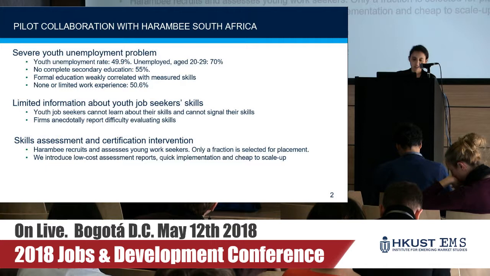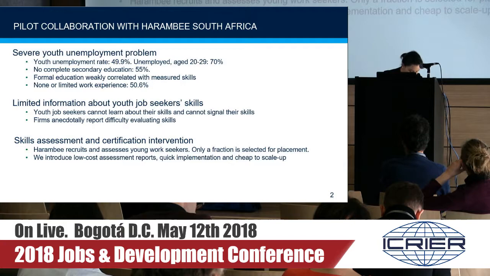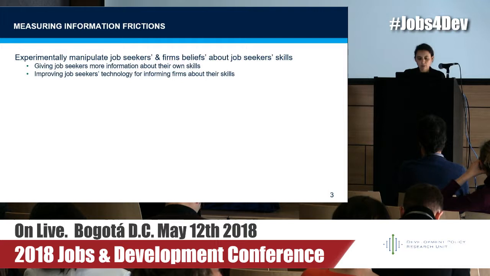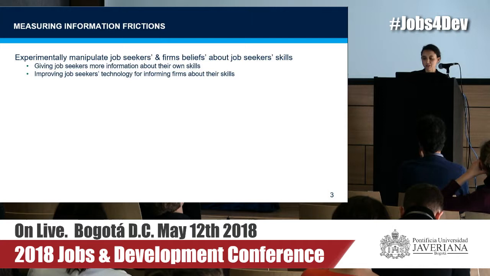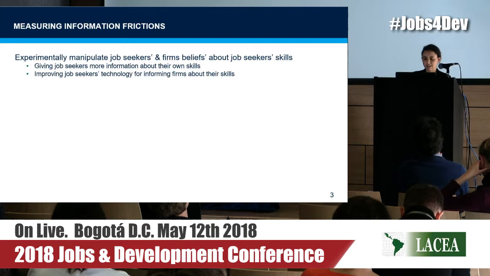we partner with Harambee to introduce certification reports as part of the regular work, and we designed a study to understand how information frictions affect job search and employment decisions. Our experiment will manipulate job seekers' and firms' beliefs by giving work seekers more information on their skills and by allowing them to signal their skills to firms.